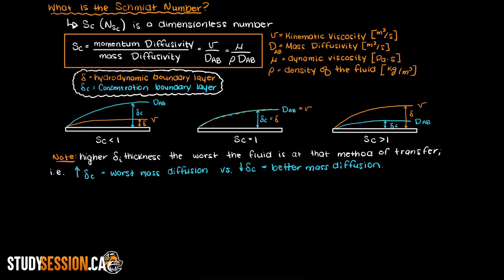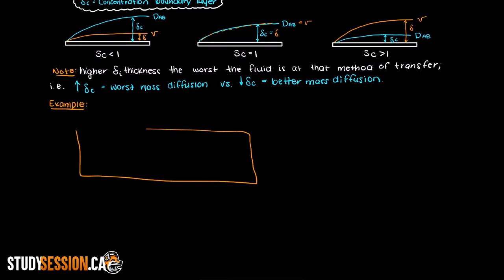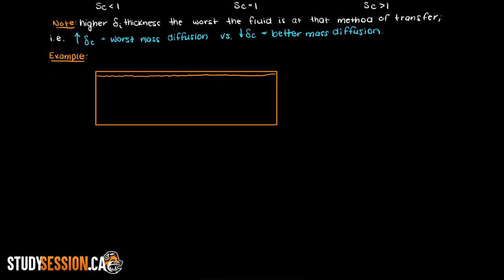To better understand what this actually means, let's take a look at a more practical example in which we would use the Schmidt number. Let's imagine that we have a reactive fluid flowing down a given pipe, and the walls of our pipe are coated in a catalyst to promote a certain reaction. Our Schmidt number can help us understand how the reactive species will convert to our product. But how, you may ask?